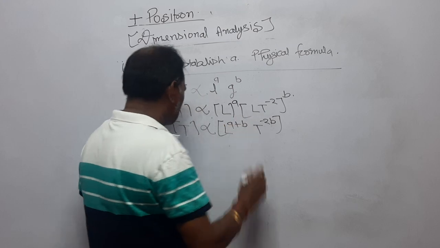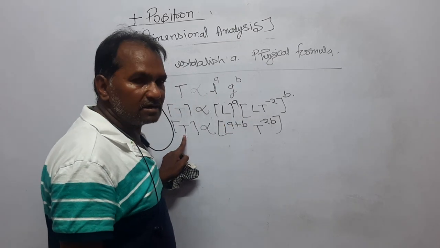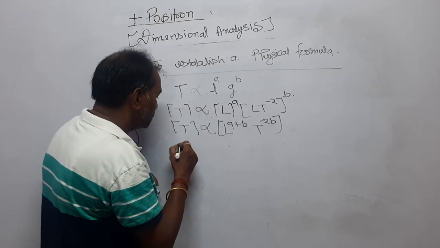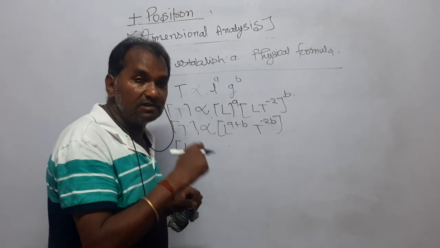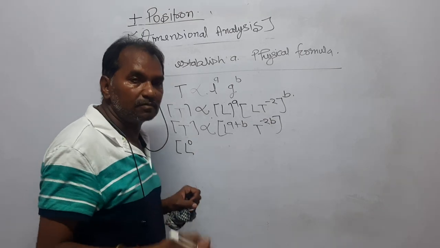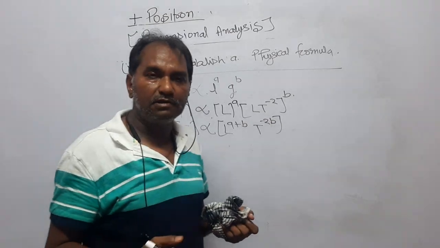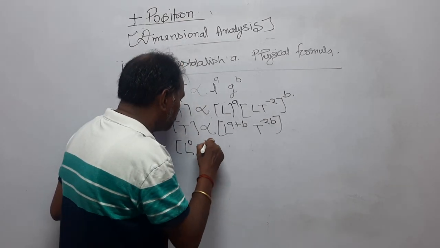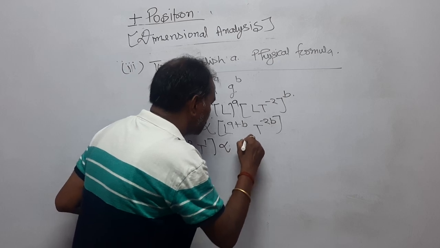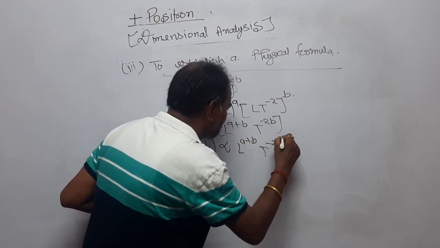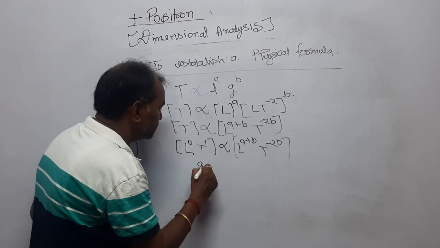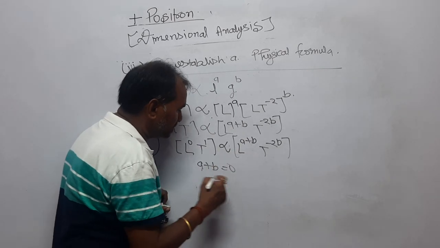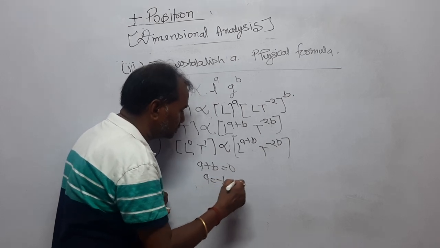Right? Dear students, look here. At LHS, it comprises T, but it does not have L. So compare the powers. You have to write here L; despite L being absent, you can write L to the power 0. It means in the dimension of time period, length has a dimension 0 and time has a dimension 1. And that is proportional to L to the power A plus B and T to the power minus 2B. If you compare the powers of L, here it is A plus B and here it is 0. So A plus B is equal to 0, or A is equal to minus B.